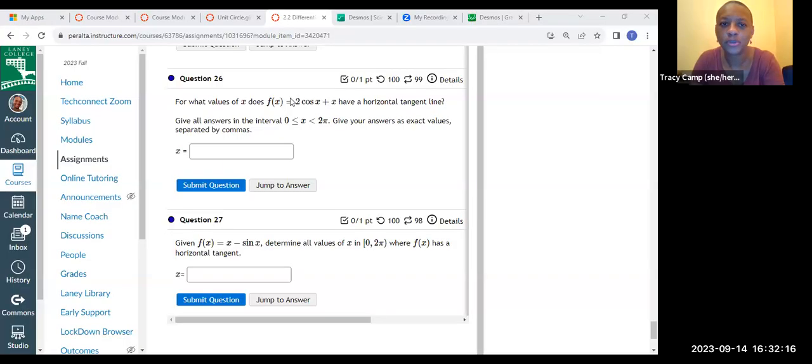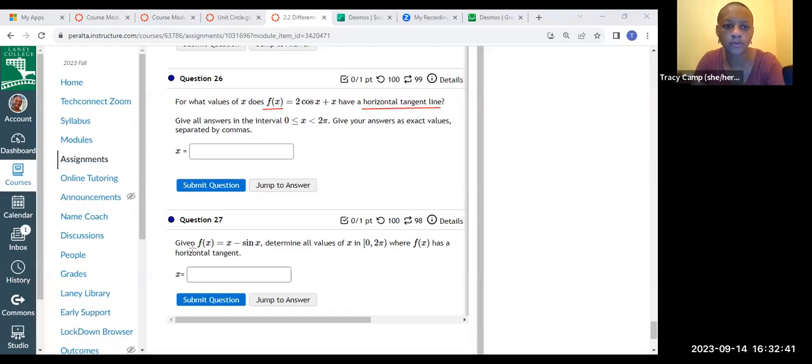This is section 2.2, numbers 26 and 27, and I decided to do these in the same video because they're basically asking for the same thing. Just the wording is a little bit different, but the main thing to notice is that for both of them, it's saying for what values of x does your function f of x have a horizontal tangent line?